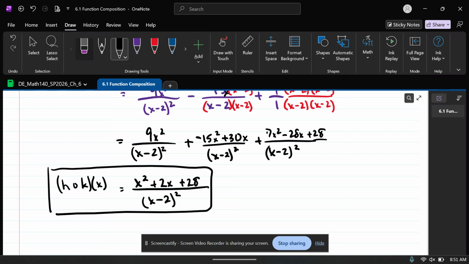So if you encounter one of those and they ask you just to find the domain, I don't want to have to go through all of this and find the composite and then find the domain. I want to be able to find that domain before I have to find that composite. Because a lot of times, like on the final exam, this is where I'm drawing this from, they will just ask for the domain of the composite function. They won't ask for the composite function. They want the domain of it.